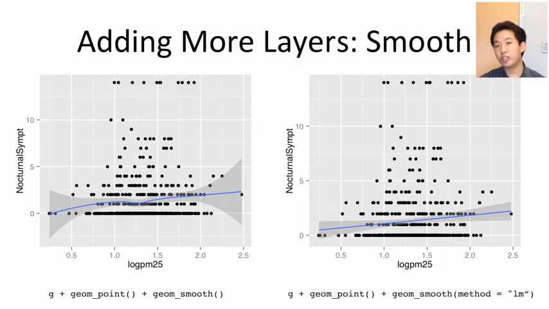I had my original ggplot object, G, which just had the X and Y aesthetics. I added my points to make the scatter plot, and then I added a smooth. The geom_smooth function adds the little smoother, which is the blue line and the gray confidence bands. I used the defaults for geom_smooth, which is a loess smoother, which is generally fine, but you can see there's a lot of noise on the boundary.